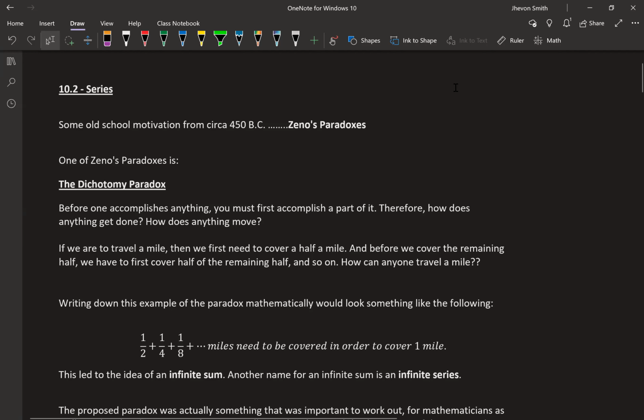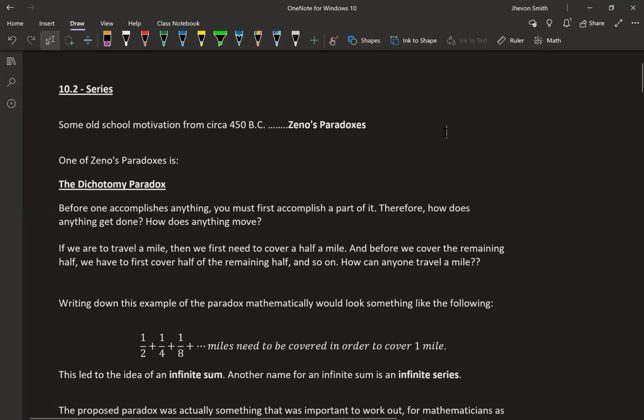So Zeno was like, you know what, to accomplish anything, you have to first accomplish a part of the thing, right? If you want to clean your room, you have to first get to a point where you've cleaned half the room. If you want to travel a mile, you have to first travel half of a mile. And then after that, you have to travel half of the remaining distance, and then half again. So if we decide to walk 1 mile today, before we cover that, we have to cover half a mile. Then we have to cover 1/4 of a mile. Then 1/8 of a mile. And you end up with a situation like this, right?